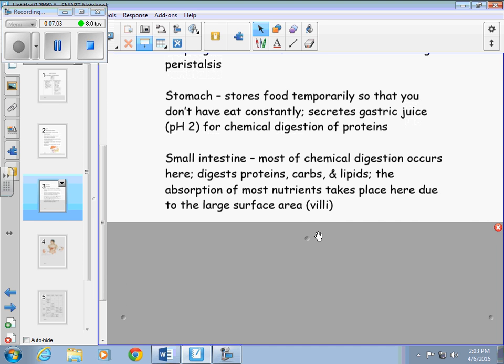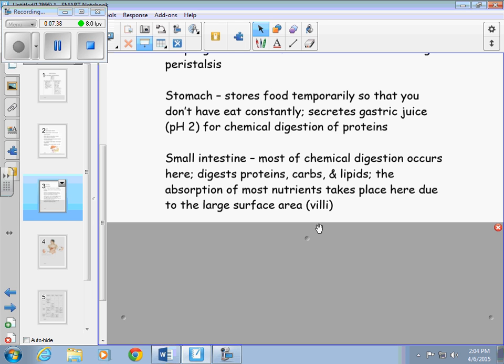From the stomach, food moves into the small intestine, and this is where most of the chemical digestion happens. So here we're going to digest proteins, carbohydrates, lipids, and nucleic acids, which I don't have written on there, but they will be digested there. And this is where they're getting into their smallest components, those really small monomers: simple sugars, amino acids, fatty acids and glycerol molecules. And once they're that small, that's where absorption takes place.